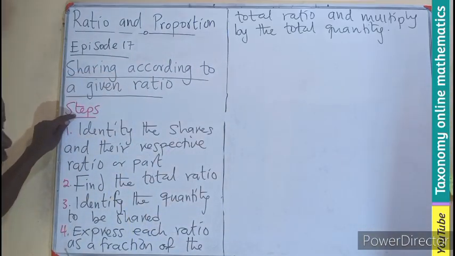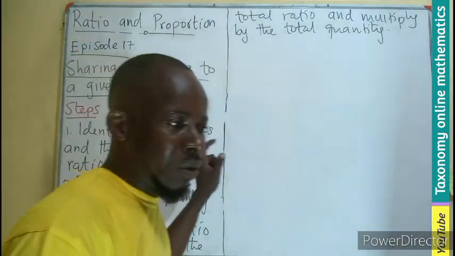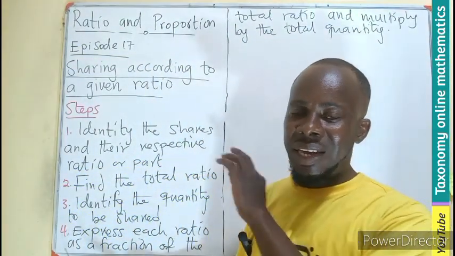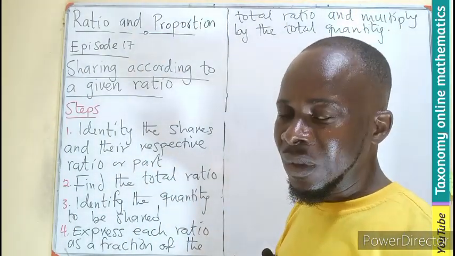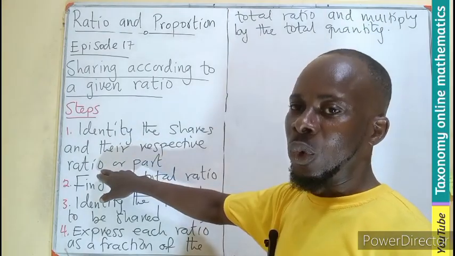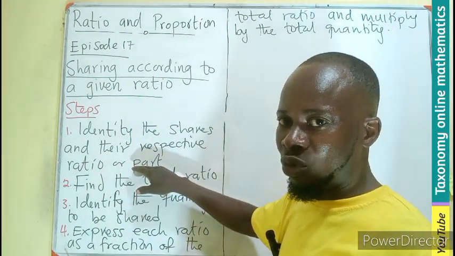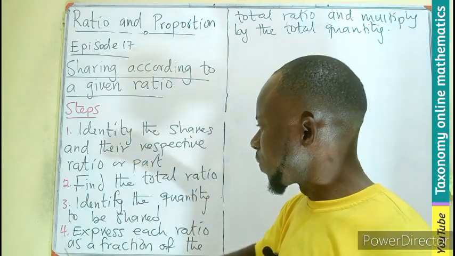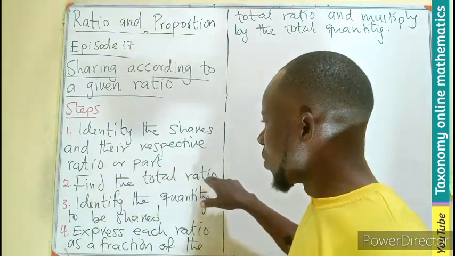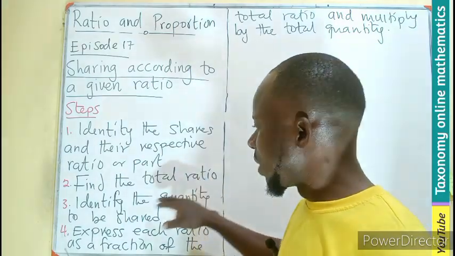So what I mean is that the steps: 1, identify the shares. What shares are we going to find? In this case, Amma and Kofi. That's the shares, and their respective ratio, so 2:1. We know the parts are the 2:1. Total parts 3. Find the total ratio: 2 plus 1, 3. Total ratio.